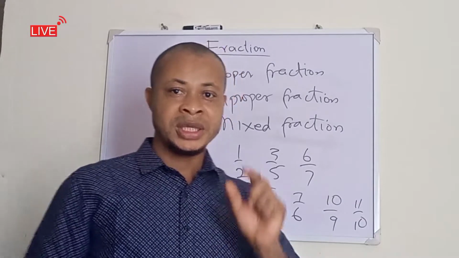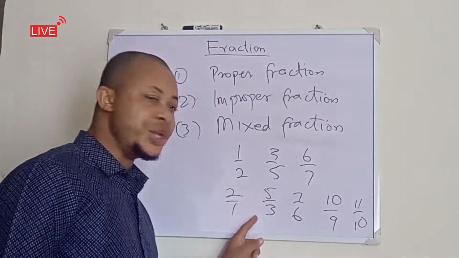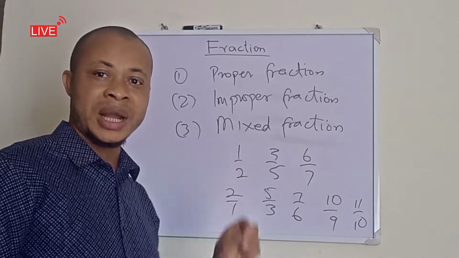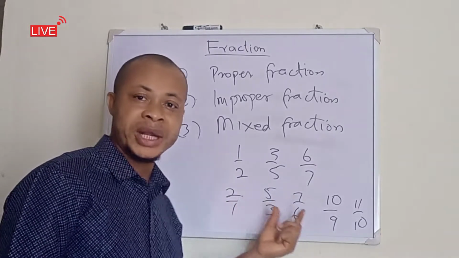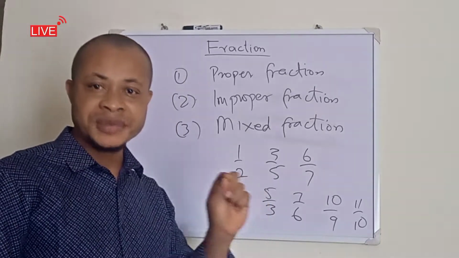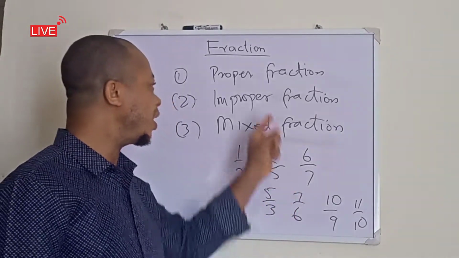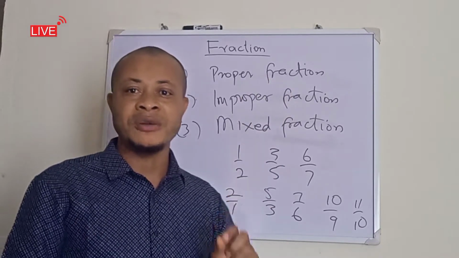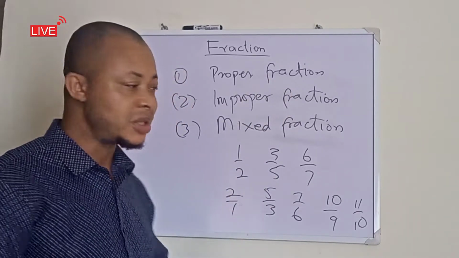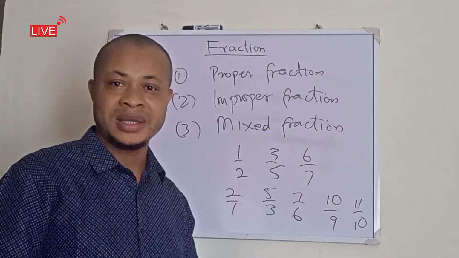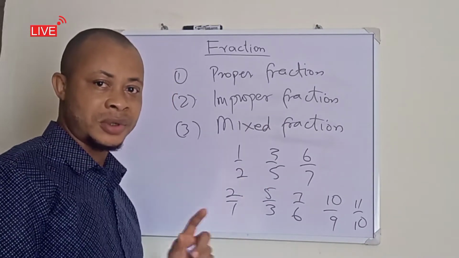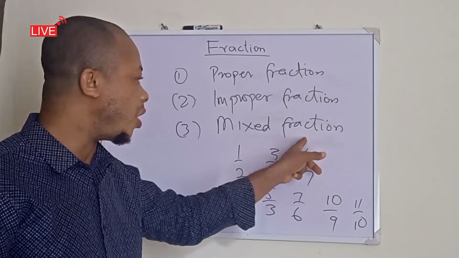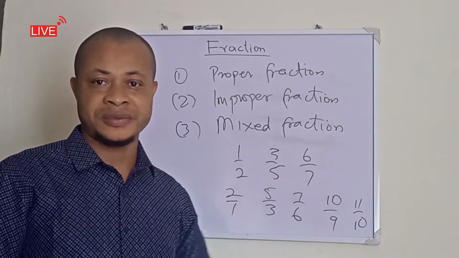Don't forget this. In an improper fraction, the value is always greater than 1 because the numerator is higher than the denominator. While in a proper fraction, the value is always less than 1 because the numerator is lesser than the denominator. Don't forget that. Now the last type of fraction we have here is called mixed fraction.